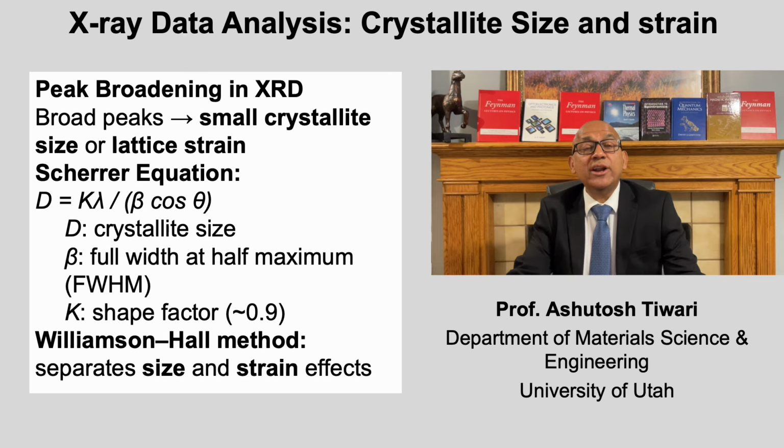However, peak broadening is not caused by size alone. Many materials also exhibit microstrain, smaller distortions within the crystal lattice, which contribute to broadening in a different way. The Williamson-Hall method is particularly useful here because it allows us to separate the contributions from crystallite size and lattice strain by analyzing several diffraction peaks simultaneously.